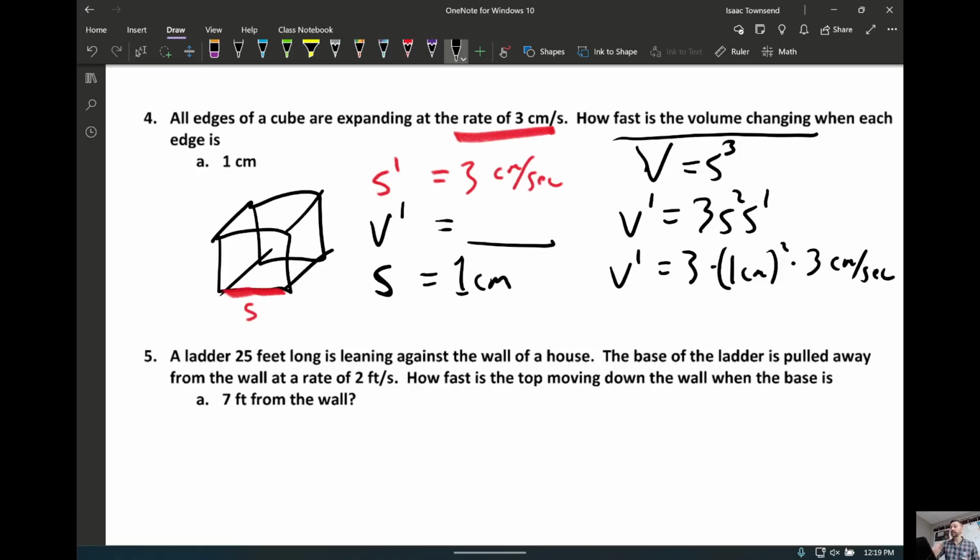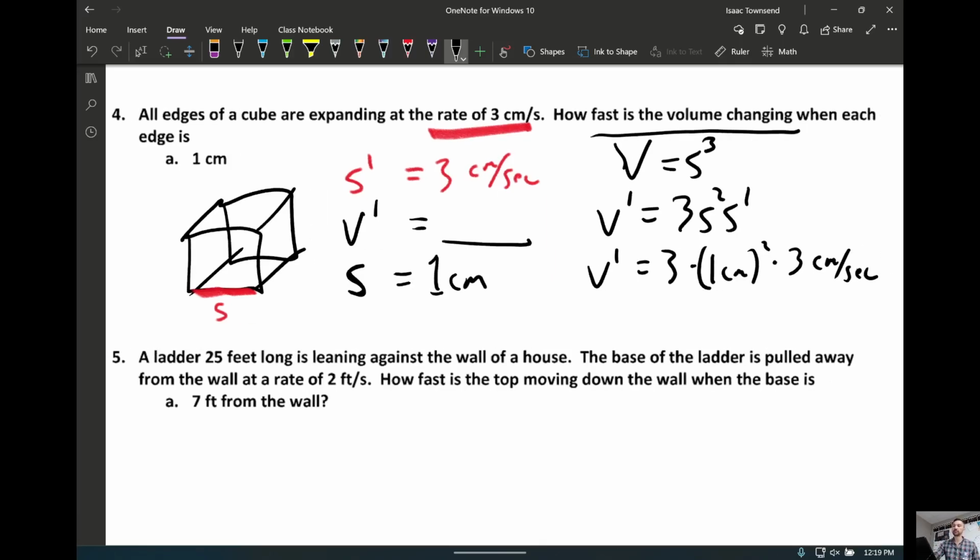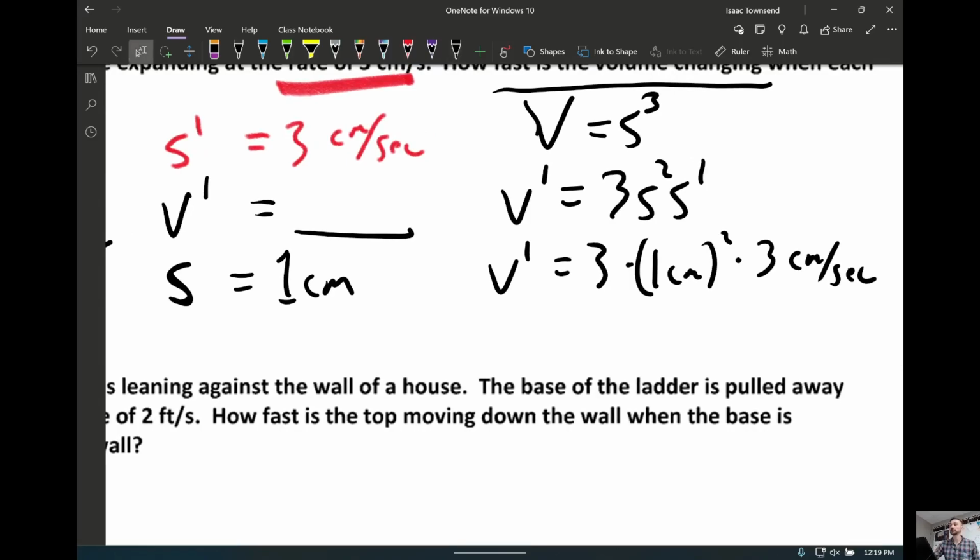And notice I kept up with my units here to help you see this, because it will help you with the units. What I have left is 3 times 1 squared times 3, which would be 9. And what is centimeters squared times centimeters over seconds? Centimeters cubed over seconds. Which makes sense for volume, because volume always has cubic units. And if it's volume prime, it's how it's changing over time, so there needs to be a time unit. So if you keep up with the units in there, then it's a lot easier to confirm that you got it all.